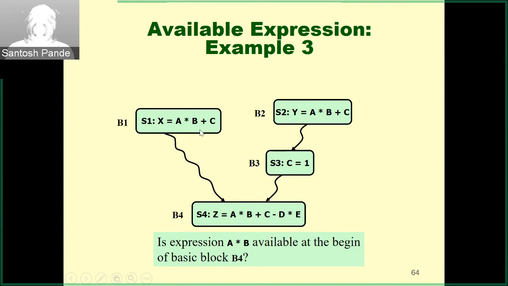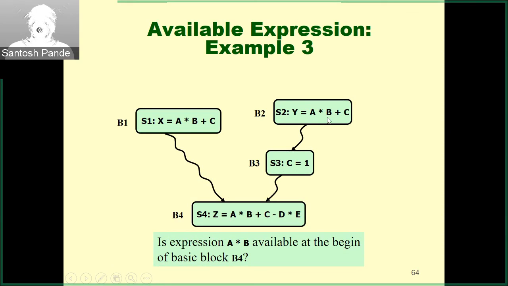In order for A star B to be available here, it should be available at S1 and it should be available at B2. On both sides of the path, that means the operator at B4 is intersection. So the inset, the way it is computed here, will be using intersection as against the union. Now, in terms of killing an expression within a particular block or across blocks, it is exactly the same. If one of the operands is redefined, that expression, even though it may be available at the beginning of the block, is no longer available.